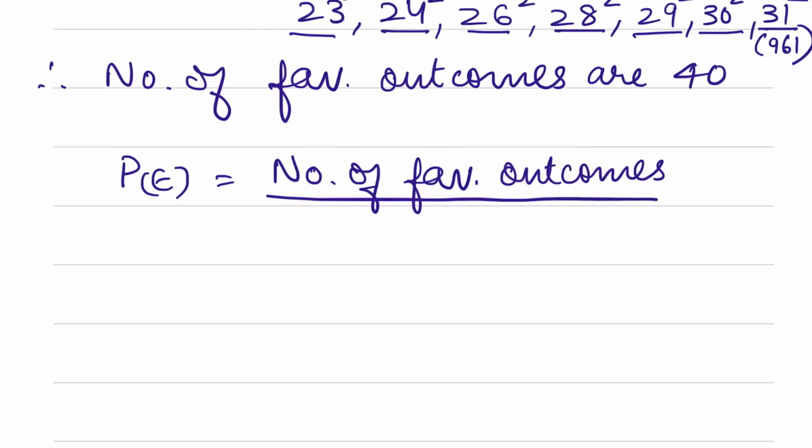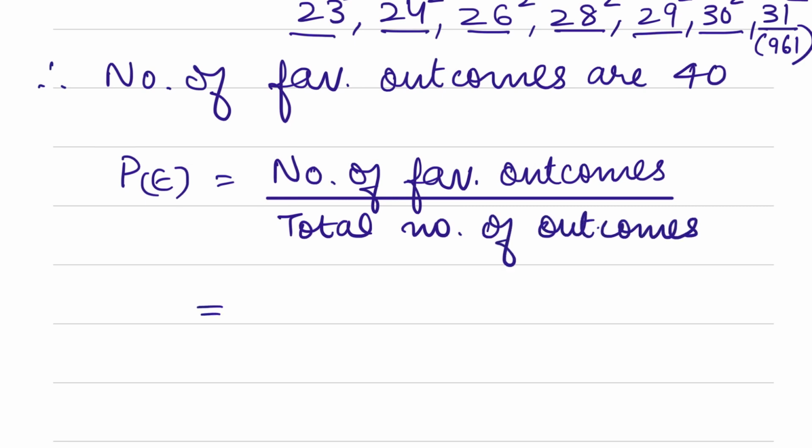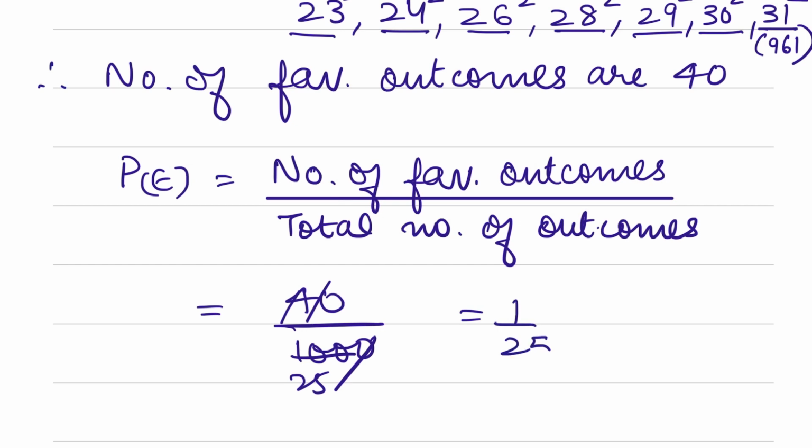Now we know the probability of an event is equal to the number of favorable outcomes divided by the total number of outcomes. So here favorable outcomes are 40 and the total number of outcomes are 1000, and we get 1/25 as the answer.